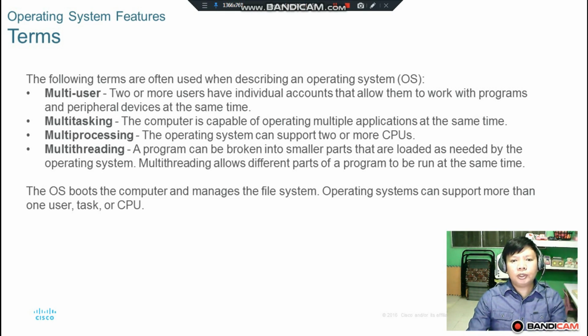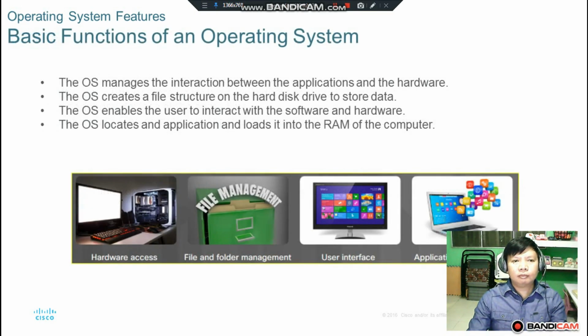The OS boots the computer and manages the file system. Operating systems can support more than one user, task, or CPU. Basic functions of an operating system. The OS manages the interaction between the application and the hardware, or what we call access hardware. The OS creates a file structure on the hard disk drive to store data, or file and folder management. The OS enables the user to interact with software and hardware. The OS locates an application and loads it into the RAM of the computer, or what we call application management.